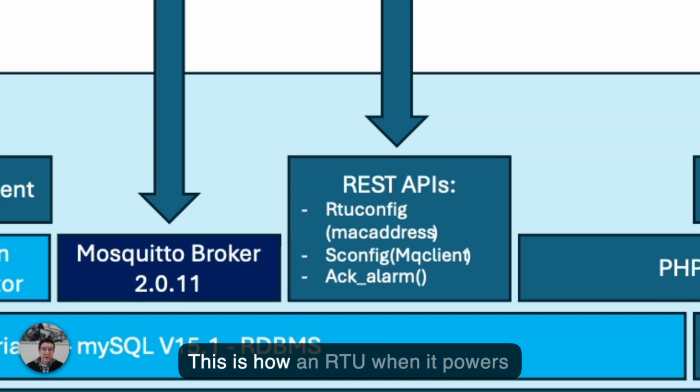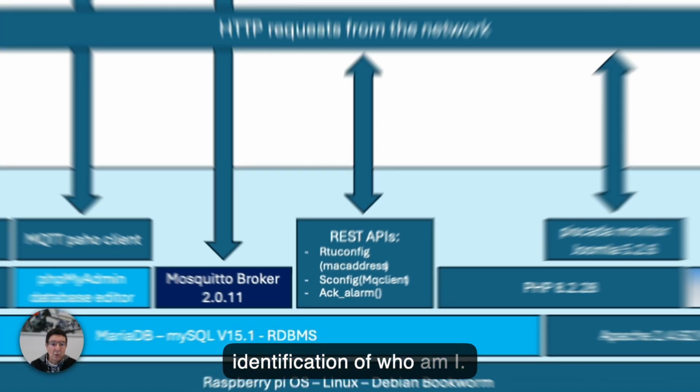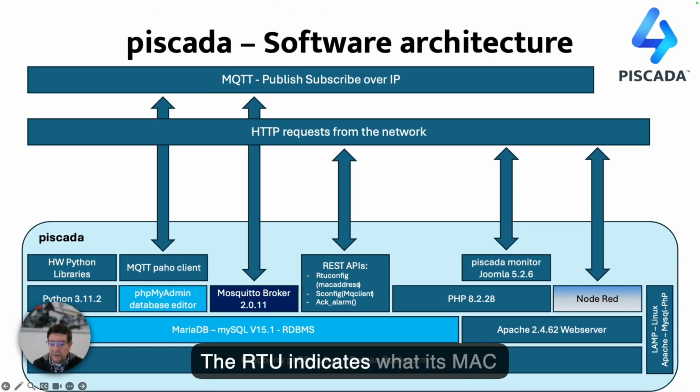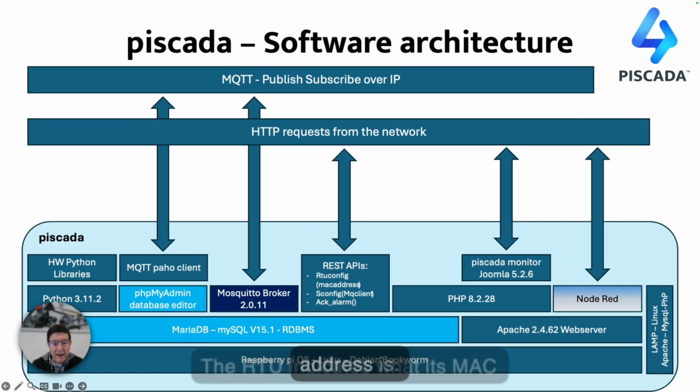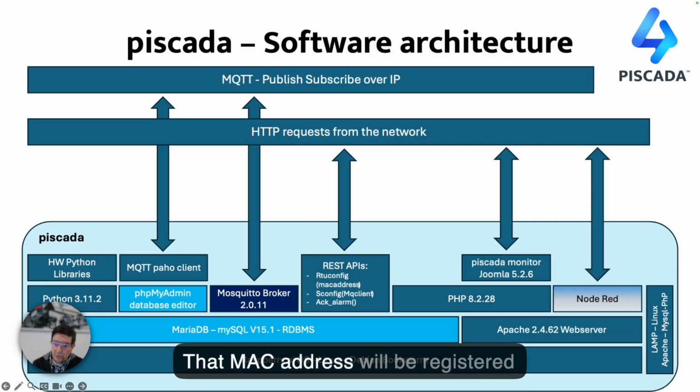This is how an RTU, when it powers up, requests from the server an identification of who am I. The RTU indicates what his MAC address is. That MAC address will be registered already in the database, and based on that registry in the database, we're going to tell the RTU what he should be doing.